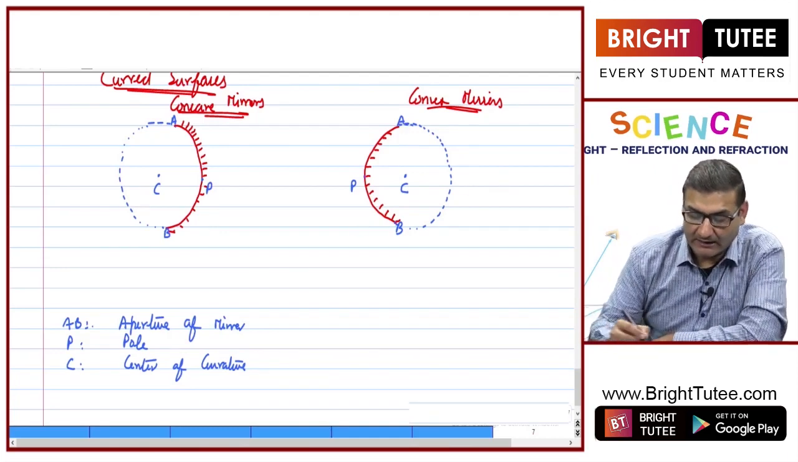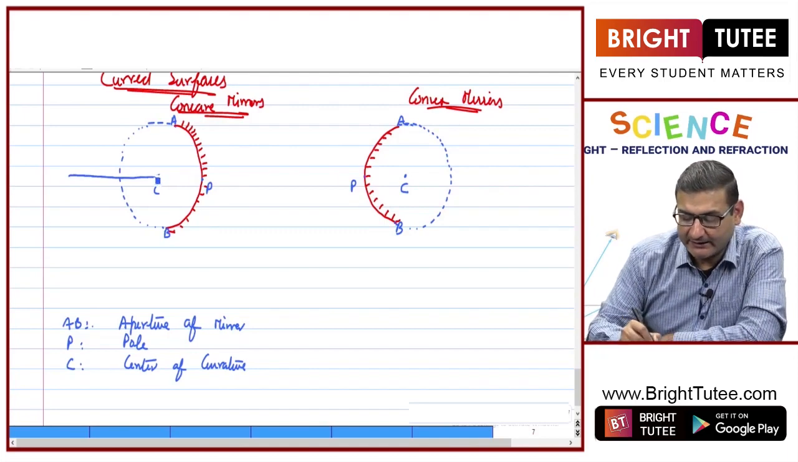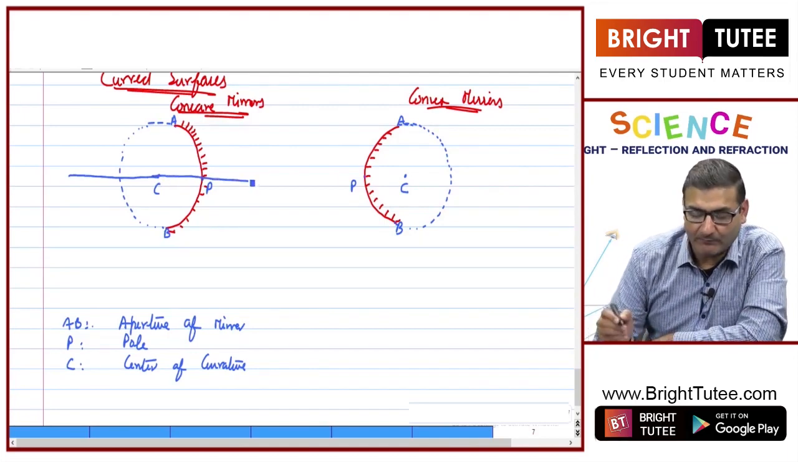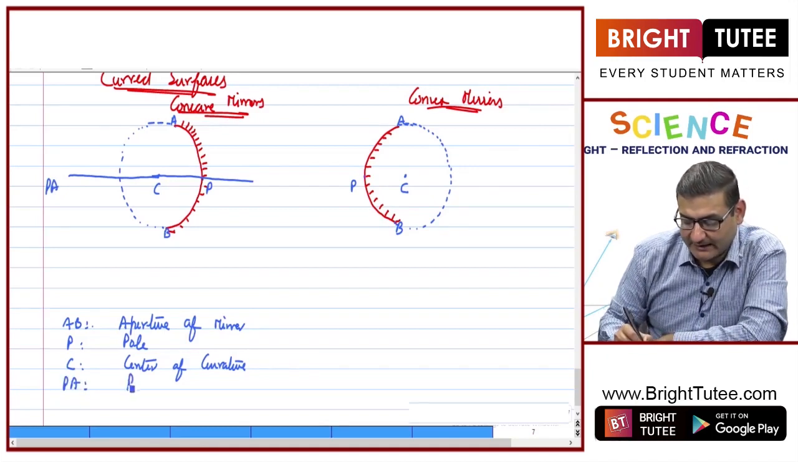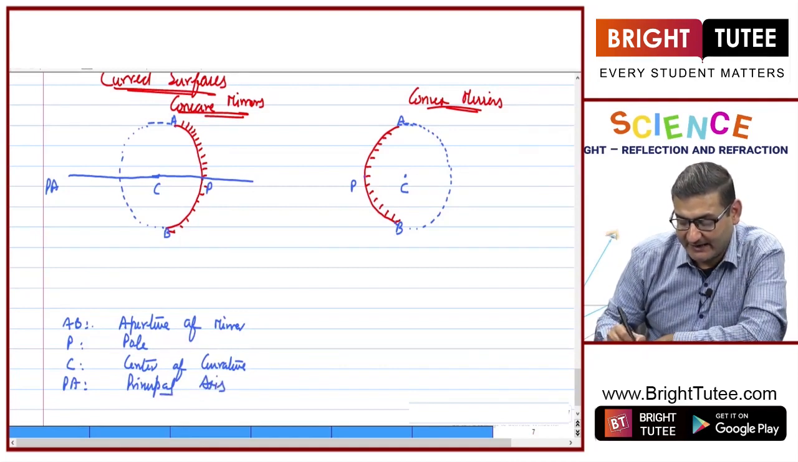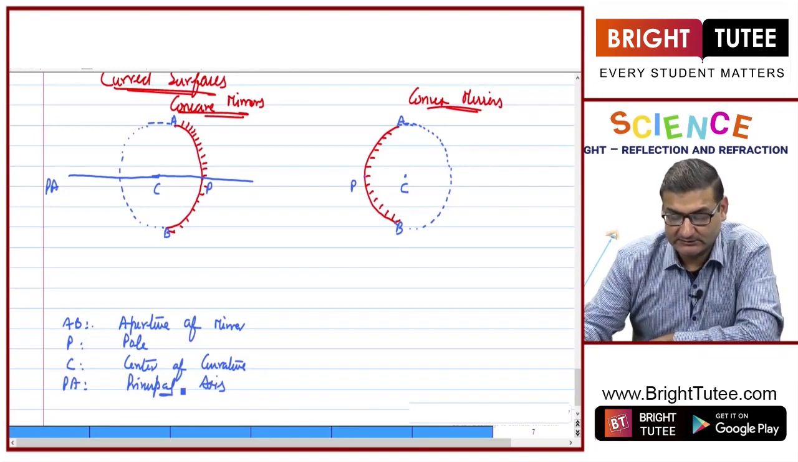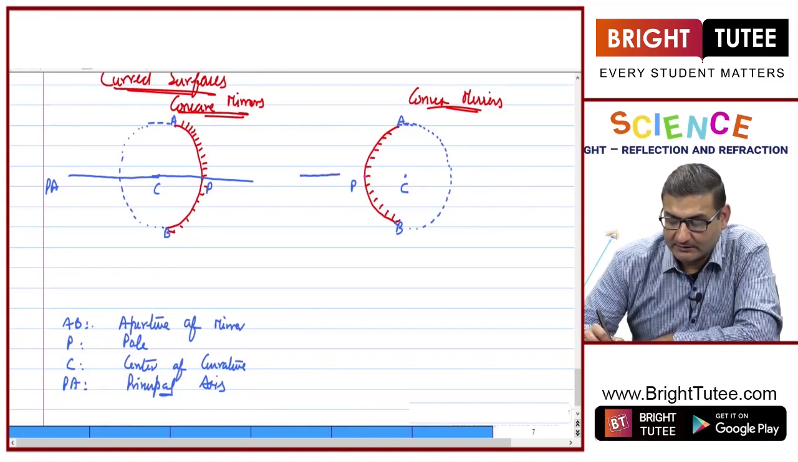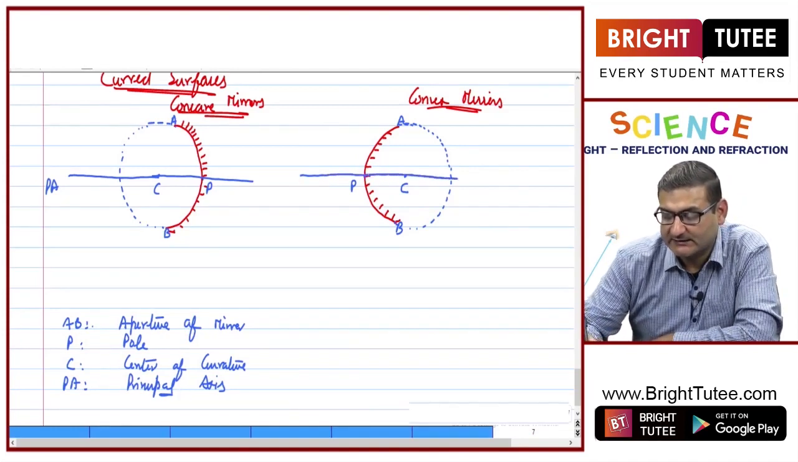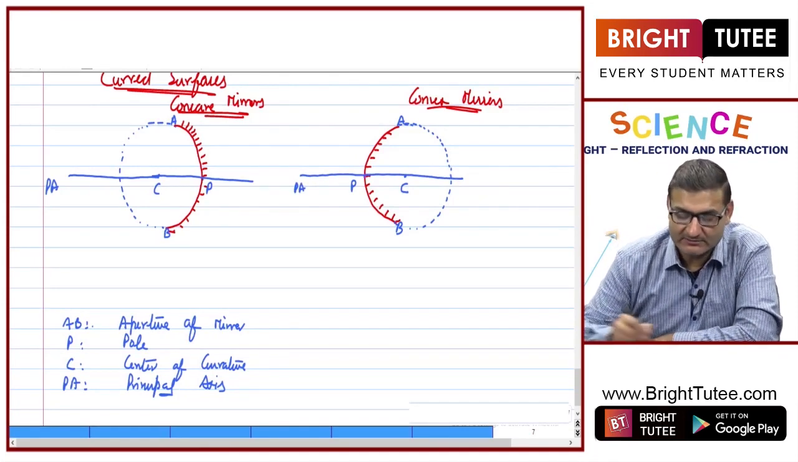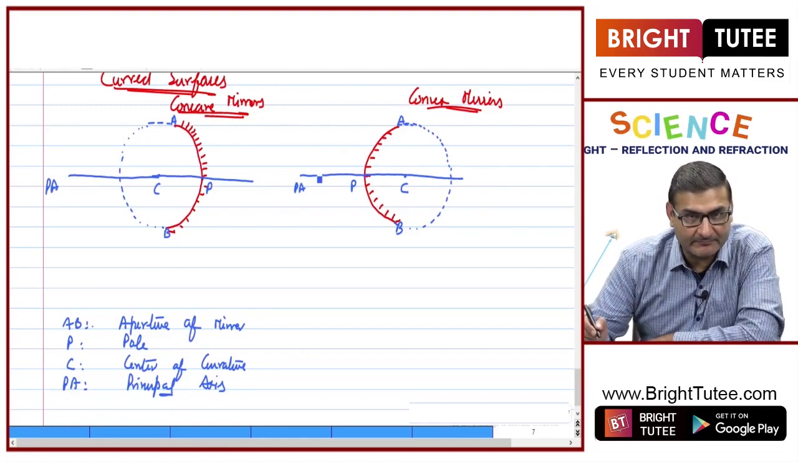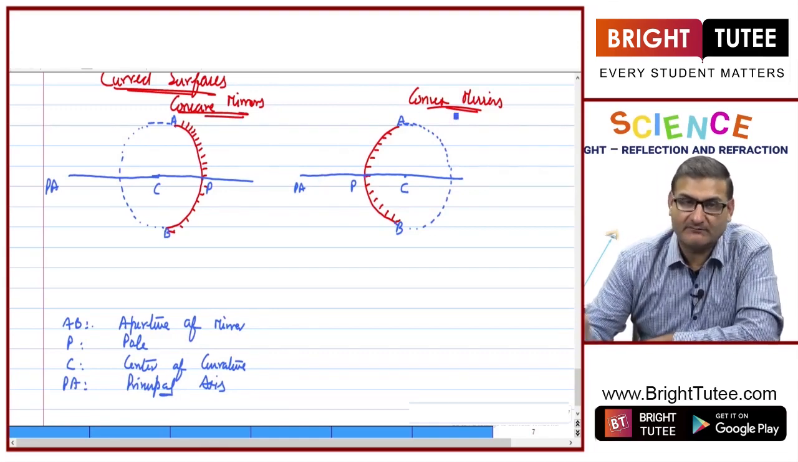Clear? Now, a straight line joining the center of curvature and the pole of the mirror is referred to as the principal axis. In short, we just write PA. PA is the main axis. Similarly, for this convex mirror, this will be the principal axis, that is the line joining the pole and the center of curvature. This is always a perpendicular straight line, normal line. Clear? Fine. So this is a concave mirror, this is a convex mirror.